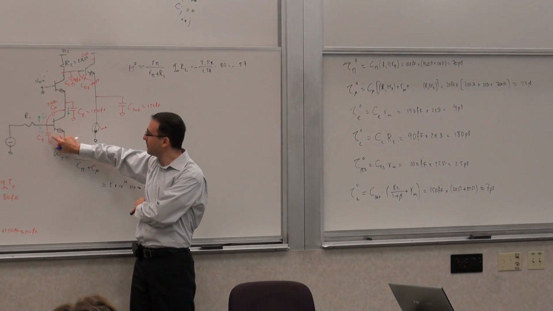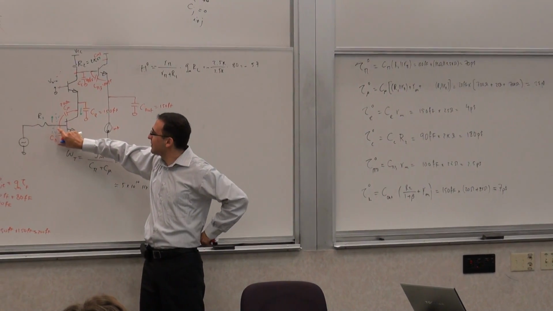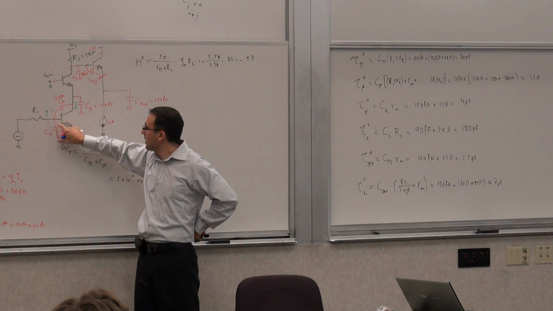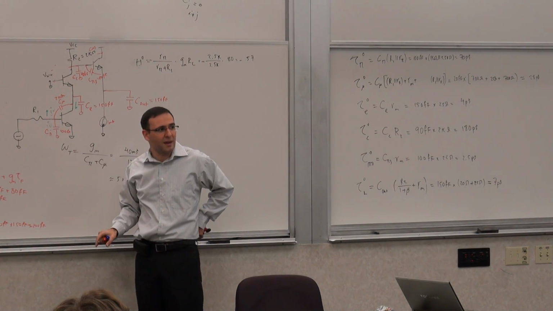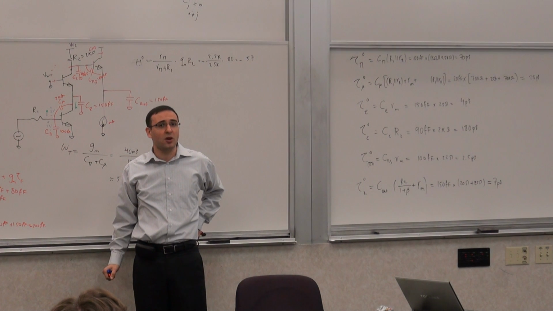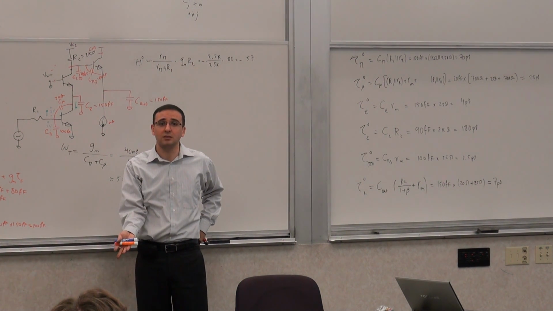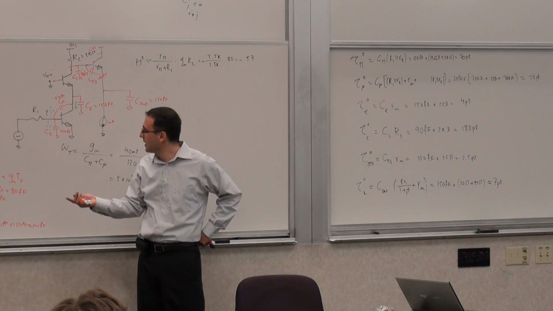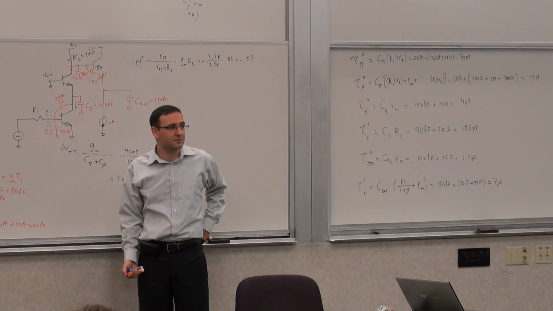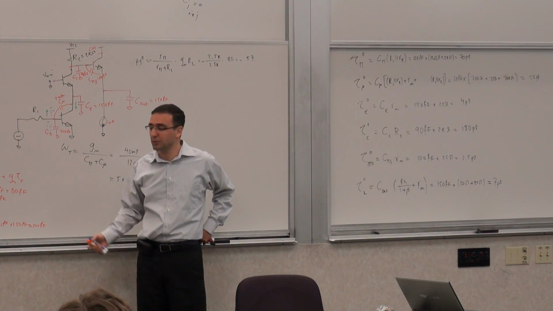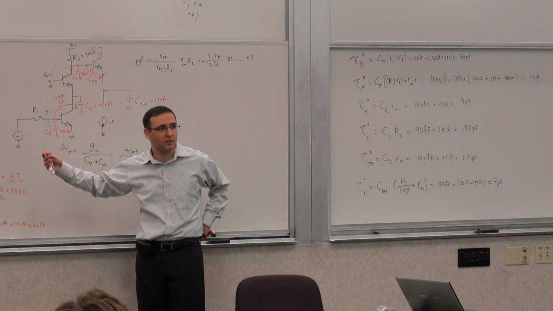This problem is here. The problem is that I have a time constant that's formed by this capacitor and that resistance in parallel. So if I want to make this time constant smaller, I can't make C pi smaller, not in a very useful way. I have to make one of these resistors smaller, not larger. If I put degeneration here, it always makes it larger.